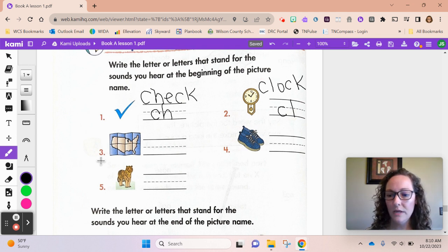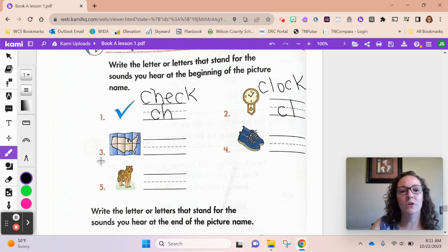Okay, number 3. This is not a blend or a digraph. Map. What consonant, what letter do you hear as the first sound? Map. M-A-P. You should have written M. The word is M-A-P.